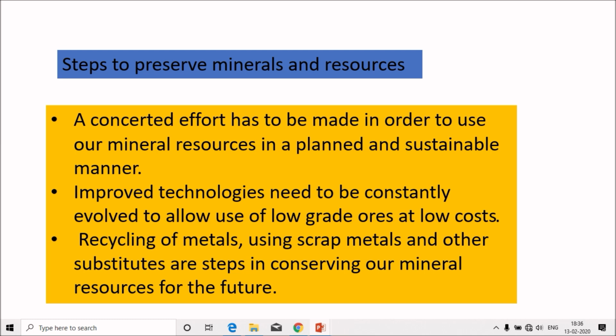So we should make concentrated, sincere efforts, and we should use improved technology to evolve, allowing us to use the low grade ores at low cost. And we also need to focus on recycling of metals, using scrap metals and other substitutes. These are steps which are very important for conserving our mineral resources for the future.